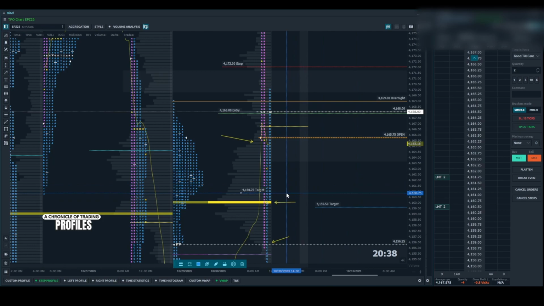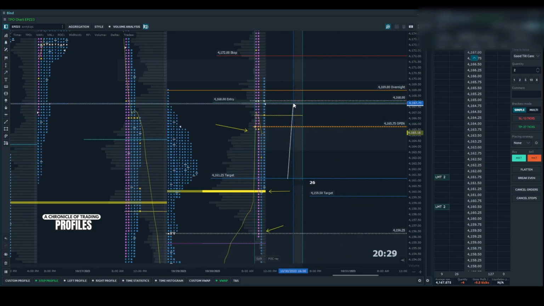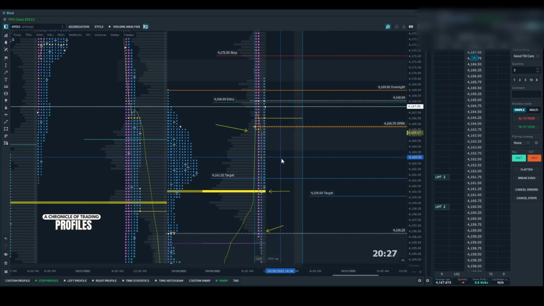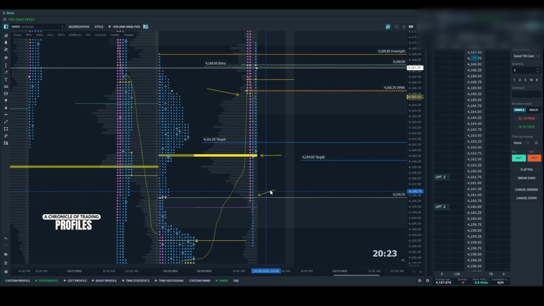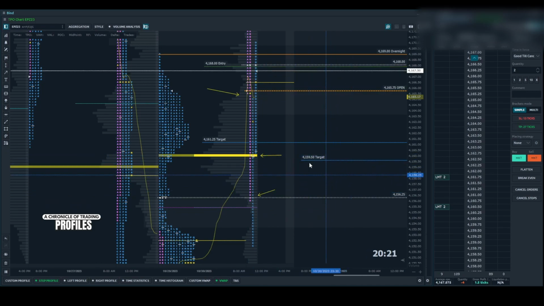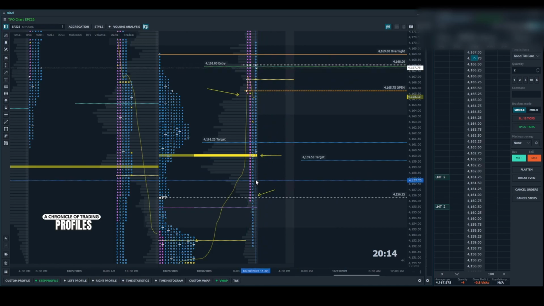Start looking for targets. I know I want to front run that POC, and that's about my 27 ticks. There is that first target. I'm looking at this bottom part of this, just above that low volume node. That'd give me my 40 ticks.